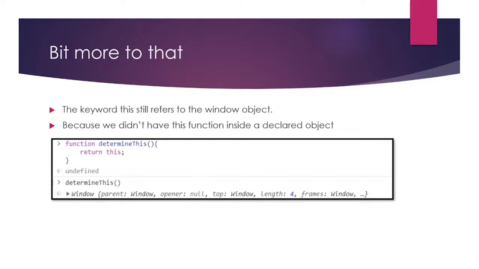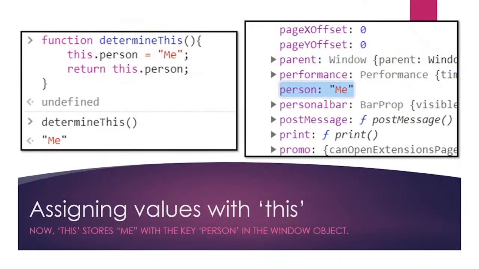The this keyword still refers to the window object because we don't have this function inside a declared object. As I said before, the function right here in the screenshot is determineThis, and in that I returned this. So if I return this, it still gives window, although I used a function for it. But as we don't have a separate object declared for it, it gives me window. Even if I had a separate object without a function which contains this, and inside the object I just had the this keyword assigned, it would give me the window object only.